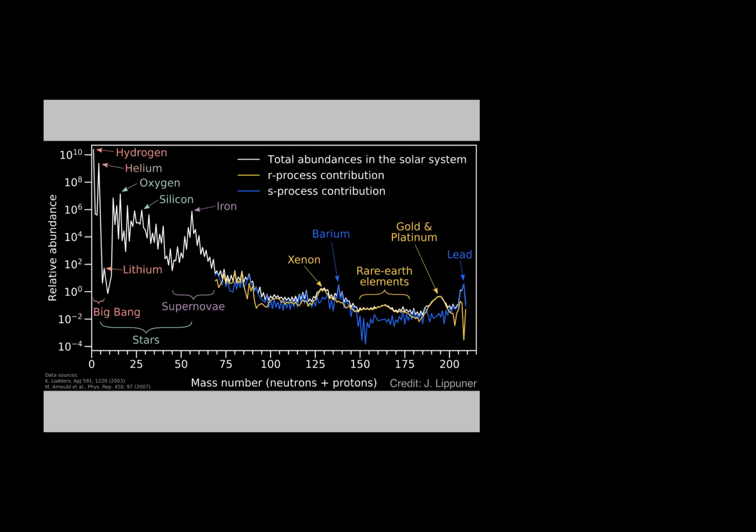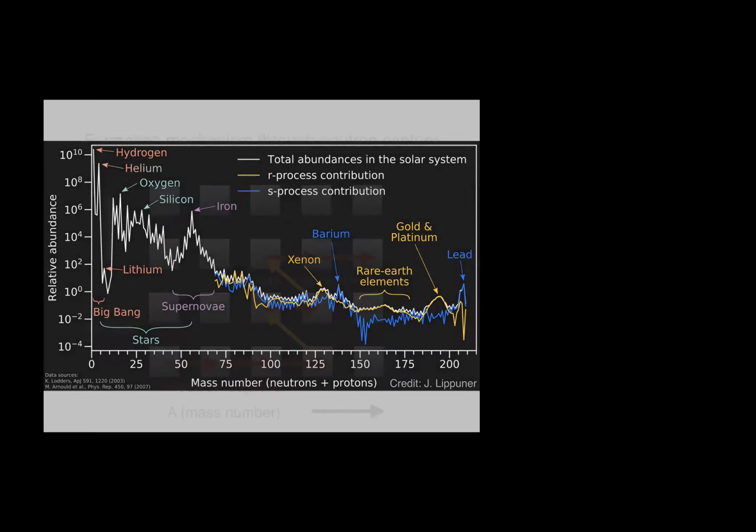So an element in that part of the mass number range has a contribution from both processes with different ratios. For example, barium is considered to be mainly an s-process element, and an element like gold is mainly an r-process element. But how are they actually produced, and where are these terms coming from?